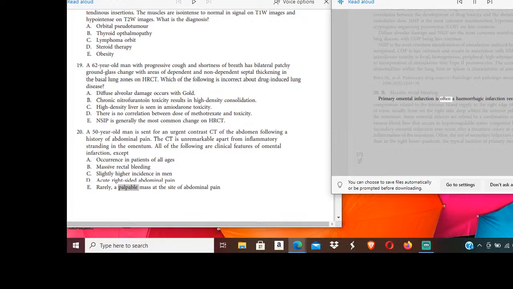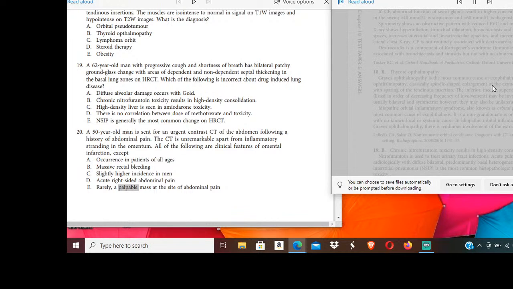Primary omental infarction is often a hemorrhagic infarction resulting from vascular compromise related to the tenuous blood supply to the right edge of the omentum or to kinking of veins, usually those on the right side, deep within the anterior pelvis and the inferior extent of the omentum. Some omental infarcts are related to a combination of the reduced arterial and venous blood flow that occurs in hypercoagulable states, congestive heart failure, and vasculitis. Secondary omental infarction may occur after a traumatic injury as a result of surgical trauma or inflammation of the omentum. Often, the site of secondary infarction is near the surgical site rather than in the right lower quadrant, the typical location of primary omental infarction.